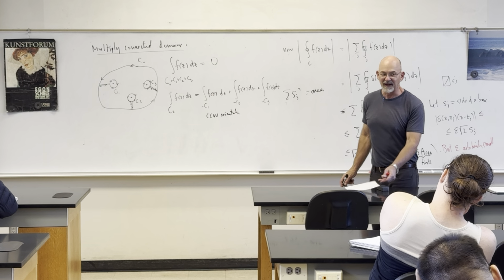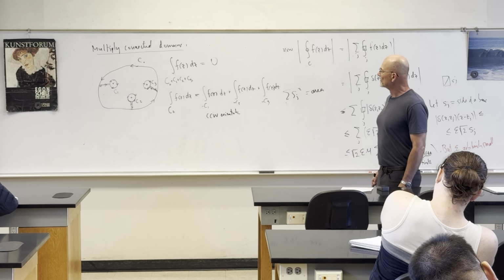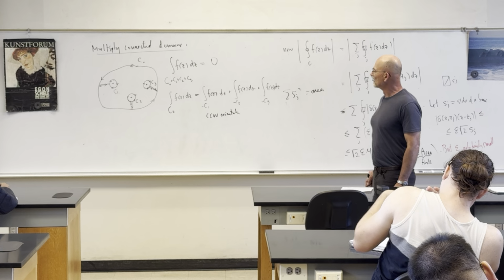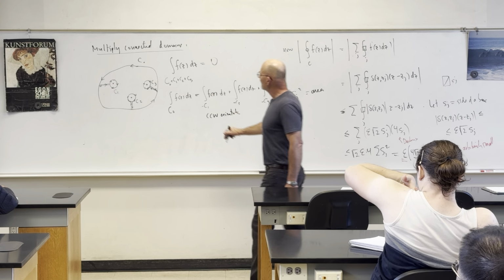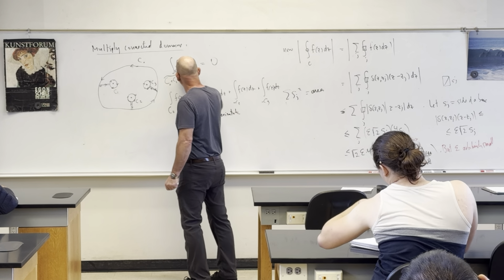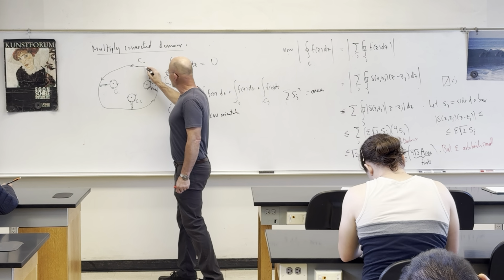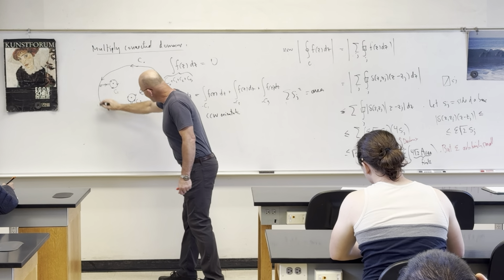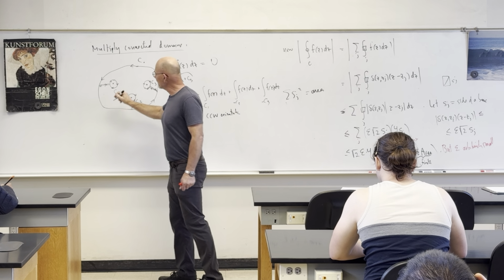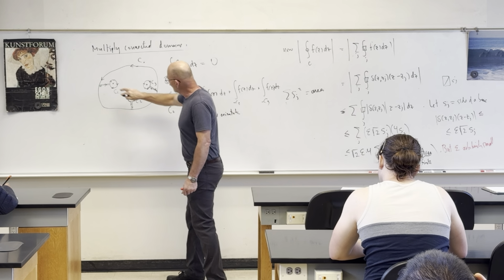Question. What did C naught equal, C1 plus C2 plus C3? No, C naught, this is the entire integral. Okay. So it includes going all around the outside plus these 3. These are clockwise, of course these 2 cancel.